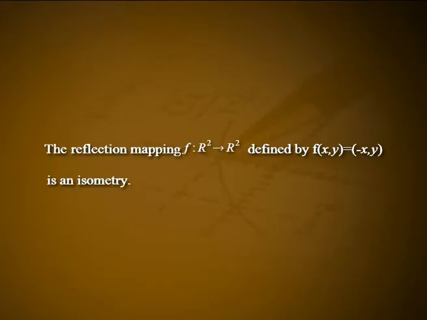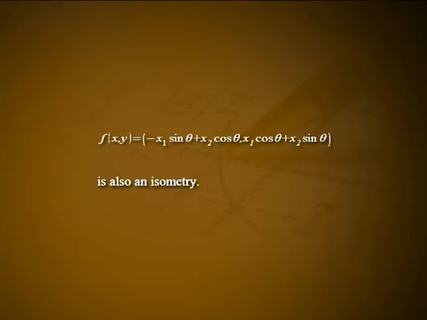Also, the mapping f from Cn to R2n defined by f(z1, z2, ..., zn) = (real part of z1, imaginary part of z1, ..., real part of zn, imaginary part of zn) is an isometry. The reflection mapping f from R2 to R2 defined by f(x, y) = (-x, y) is an isometry. The rotation mapping f from R2 to R2 defined by f(x1, x2) = (-x1 sin theta + x2 cos theta, x1 cos theta + x2 sin theta) is also an isometry.